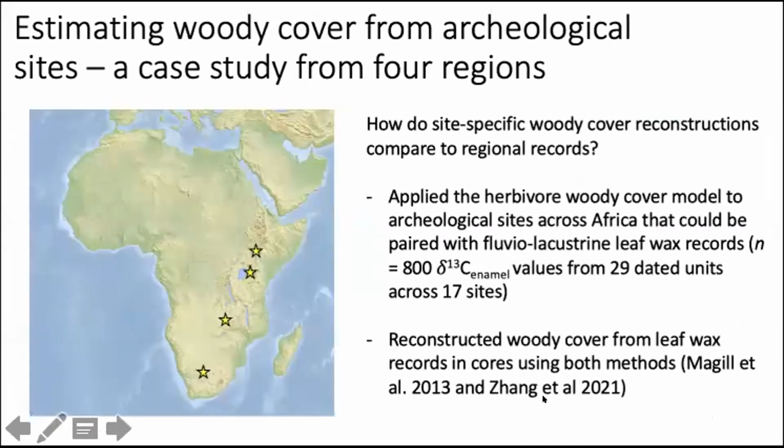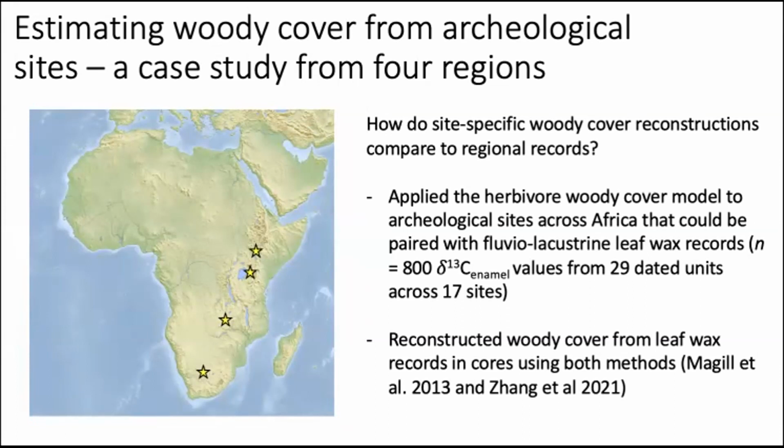So now I'm going to get through this as quickly as I possibly can. We wanted to apply this to archaeological sites and compare this to some of these other archives of woody cover from larger catchment areas. So how well can we resolve what people were doing or what the environment looked like at particular archaeological sites using this new model compared to fluvial lacustrine sites?